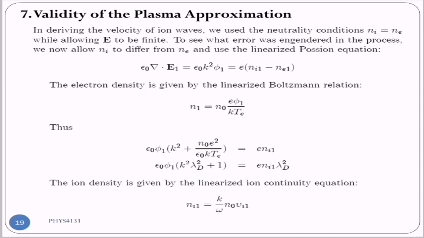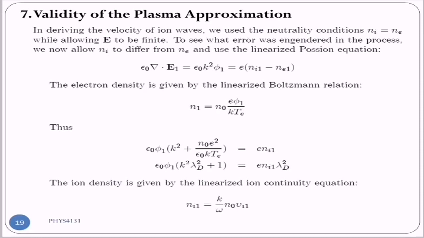We now use this value in the above equation, and then we take common epsilon naught phi 1, and the final equation will become epsilon naught phi 1 into (k squared plus n naught e squared over epsilon naught kTe), which is equal to e Ni1. Then we replace the value with lambda D, and we get epsilon naught phi 1 into (k squared lambda D squared plus 1) is equal to e Ni1 lambda D squared.